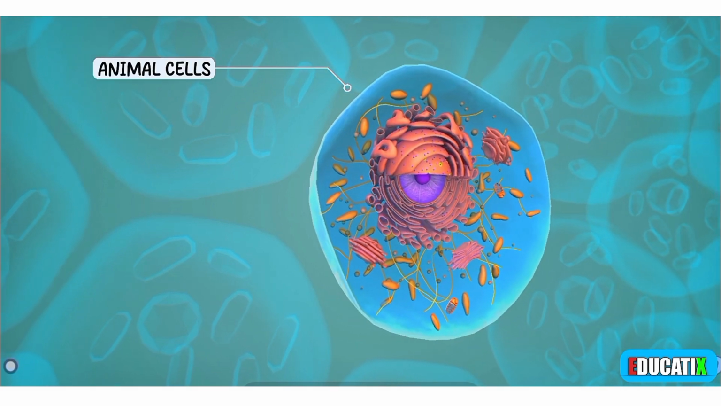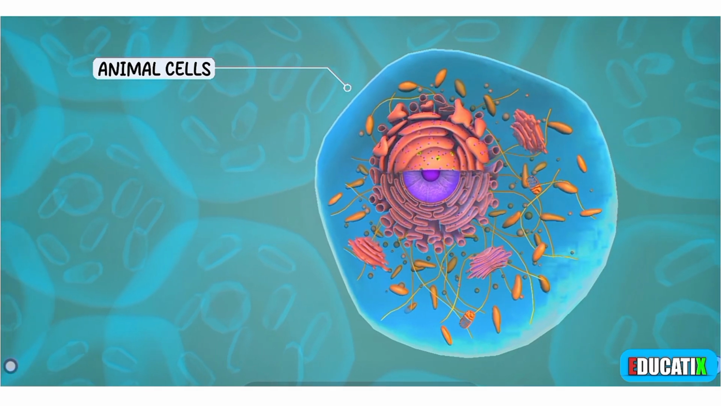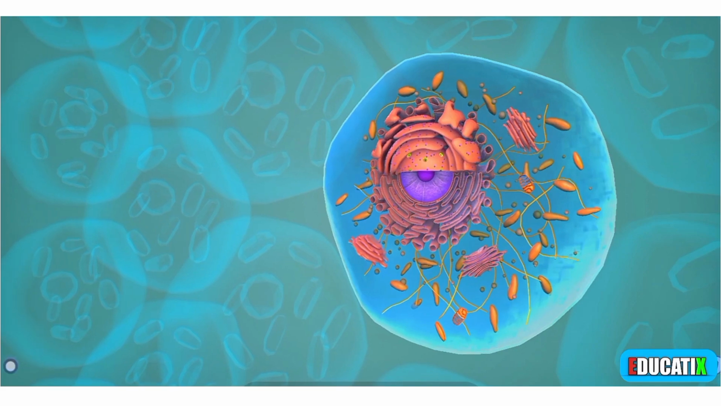Eumetazoans are animals that have organs and tissues. This group includes humans. This animation shows a human liver cell.